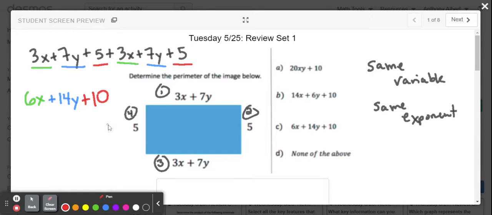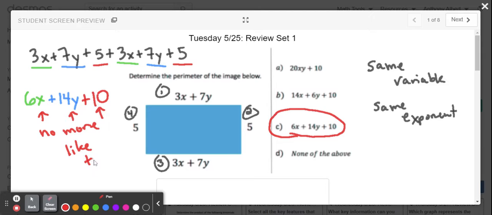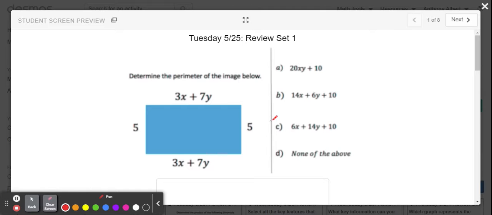And so my final answer here is 6x plus 14y plus 10. 6x plus 14y plus 10. How do I know that's my final answer? Because there's no more like terms to combine. Okay, problem number 1 done. Let's move on to problem number 2.